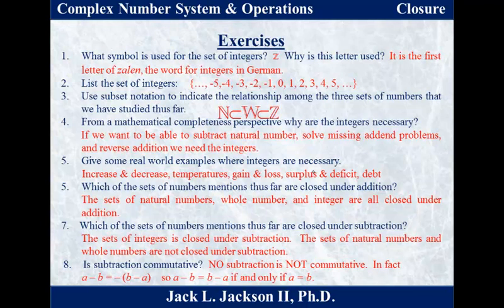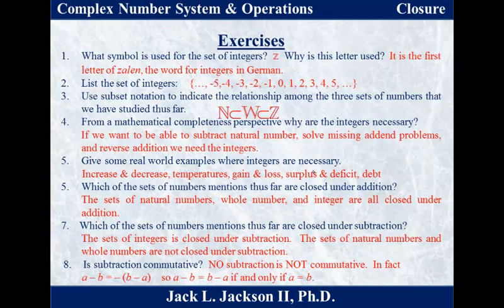Use subset notation to indicate the relationship among the three sets of numbers. So this says the set of natural numbers is a subset of the set of whole numbers, which in turn is a subset of the integers. So all whole numbers are integers, but there's some integers that are not whole numbers. All natural numbers are both whole numbers and integers, but there's one whole number that's not a natural number, 0, and there's a lot of integers that are neither whole numbers nor natural numbers, all the negative ones.